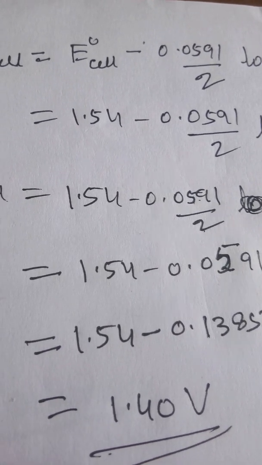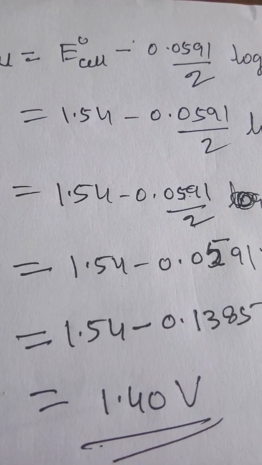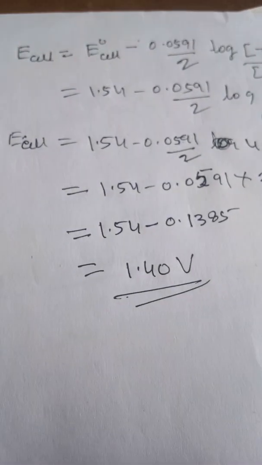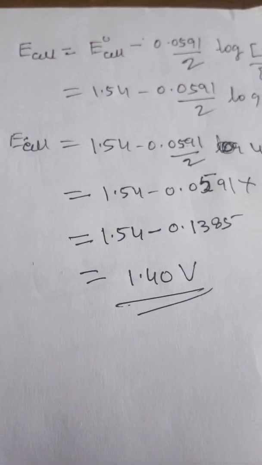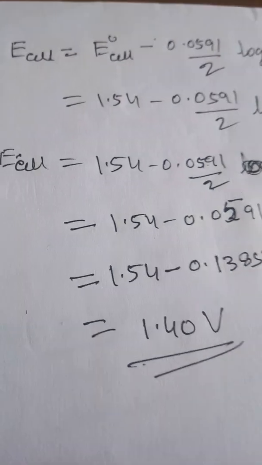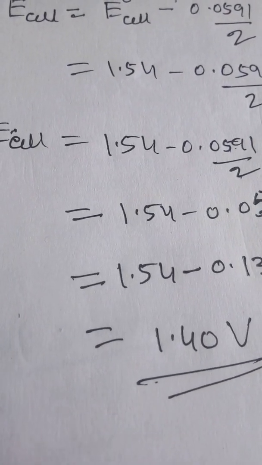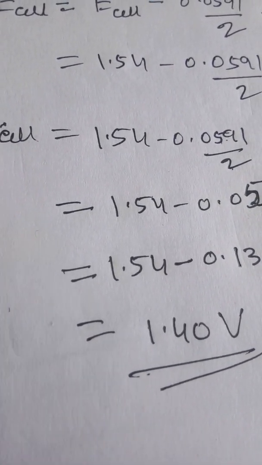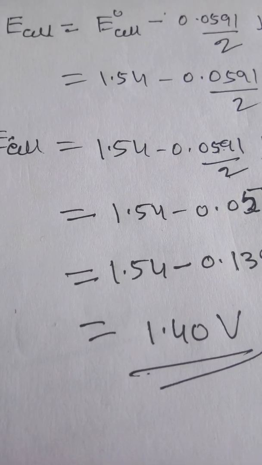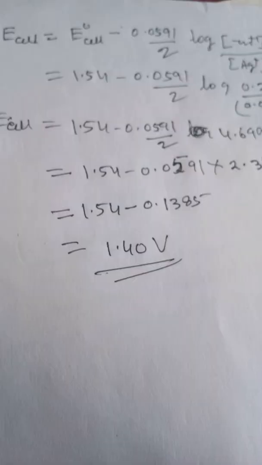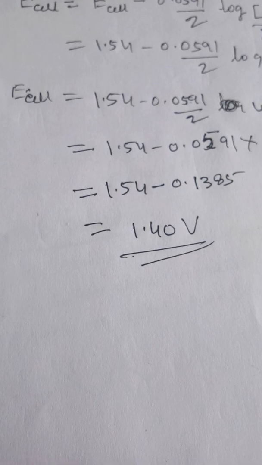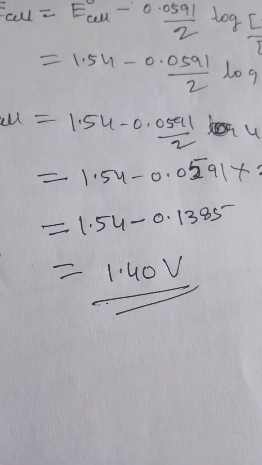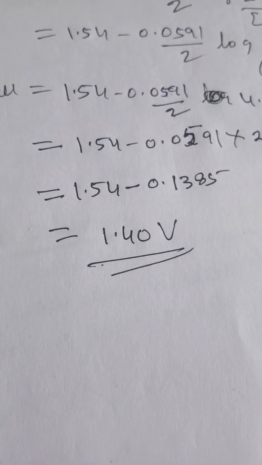So I think you will be able to understand what a chemical cell is. First of all I have discussed the galvanic cell, and in the next lecture we shall discuss the electrochemical cell, and some other numericals will also be solved. Thank you very much. Thank you.